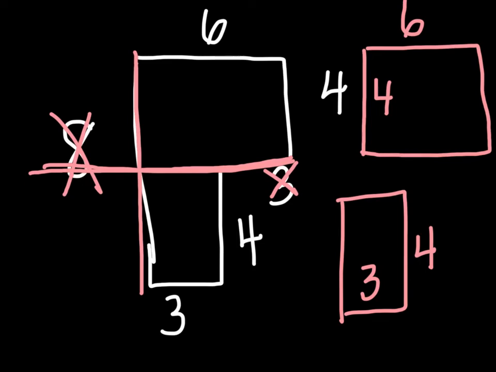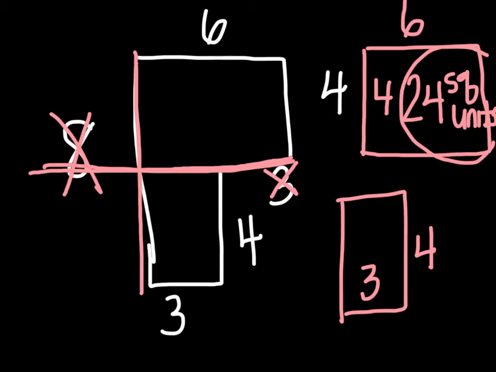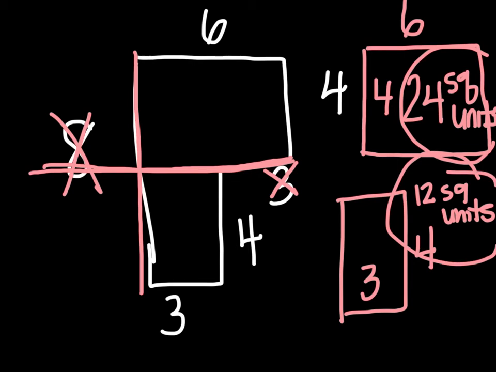I'm going to do 6 groups of 4, and I know that 6 groups of 4 is 24 square units. And 4 groups of 3 is 12, so I have 12 square units. Now you're probably asking, what do you do with those 2 numbers? Just like with the distributive property, you're going to add them together. So we're going to take 24 and add it to 12. On the next slide, I'll show you what that looks like in numbers, because my screen's getting a little messy.